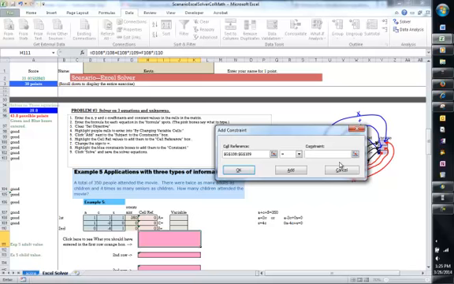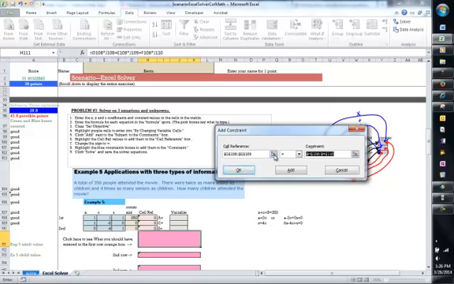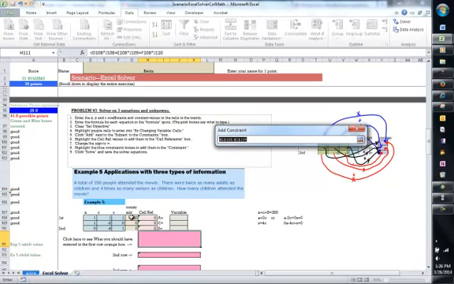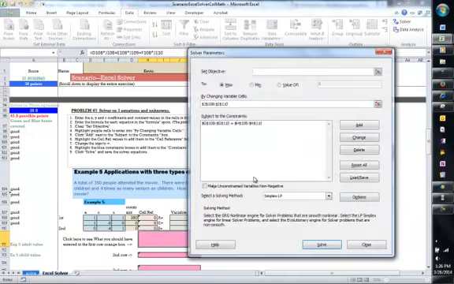Oh, I put in an equal sign there, sorry. Unequal number of cell references in constraints. So let's try it again. Our constraints equals our cell references.